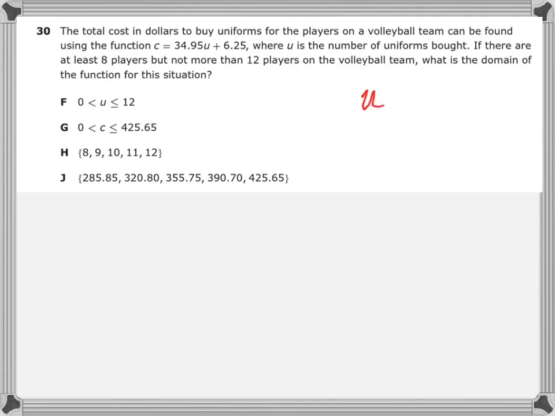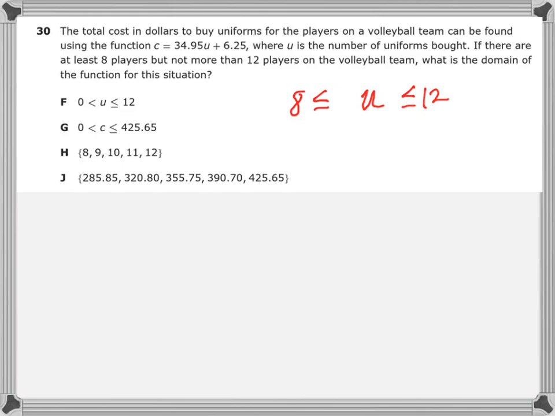It says if there are at least 8 players, so u is going to be greater than or equal to 8. At least 8 players, but no more than 12 players. So it could be up to 12, but not more. The inequality sign for that would be less than or equal to 12. So u is going to be between 8 and 12, including 8 and 12.